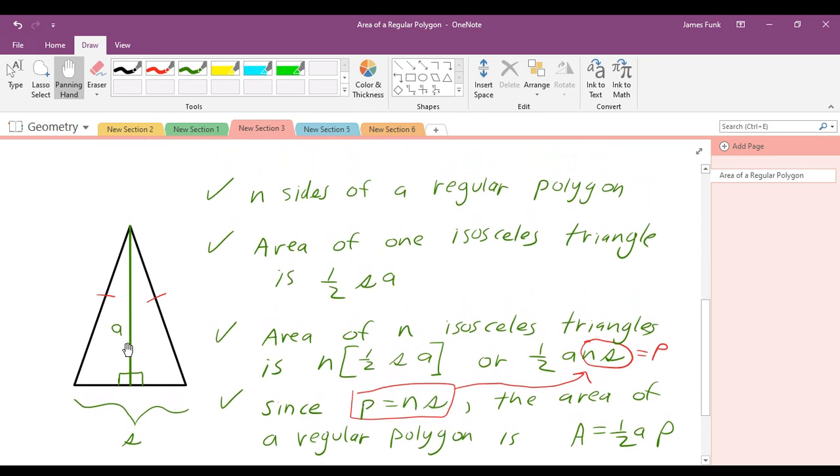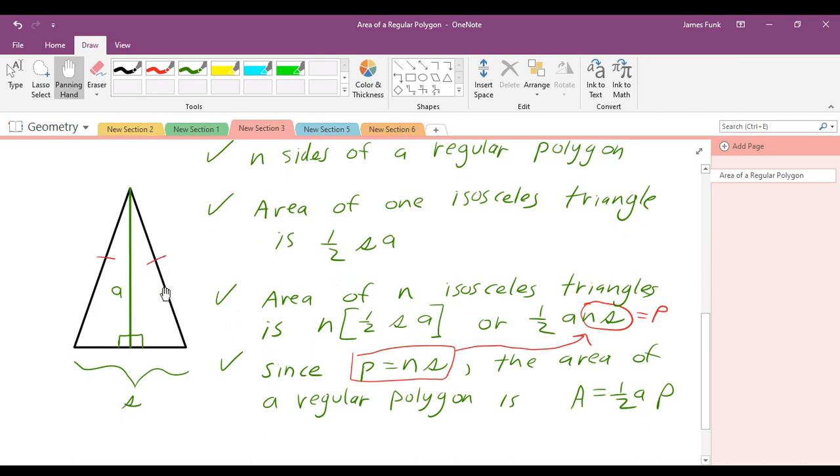So let's say that this isosceles triangle came out of a regular polygon which had n sides. The area of one of these triangles, remember there's going to be n of these triangles inside that regular polygon if there are n sides. There's going to be one triangle for each of the sides. So the area of one of those isosceles triangles is 1/2 times base times height. Well, its base is S, its height is A, so the area of one of these triangles is 1/2 times S times A.